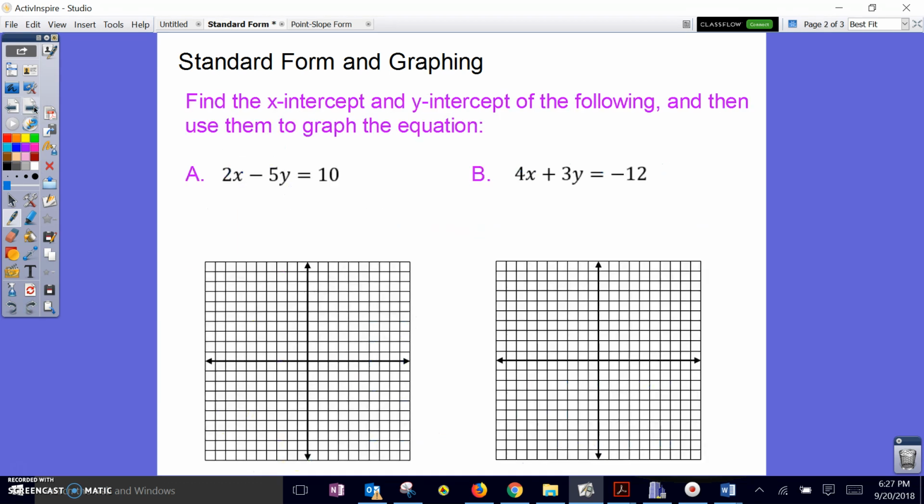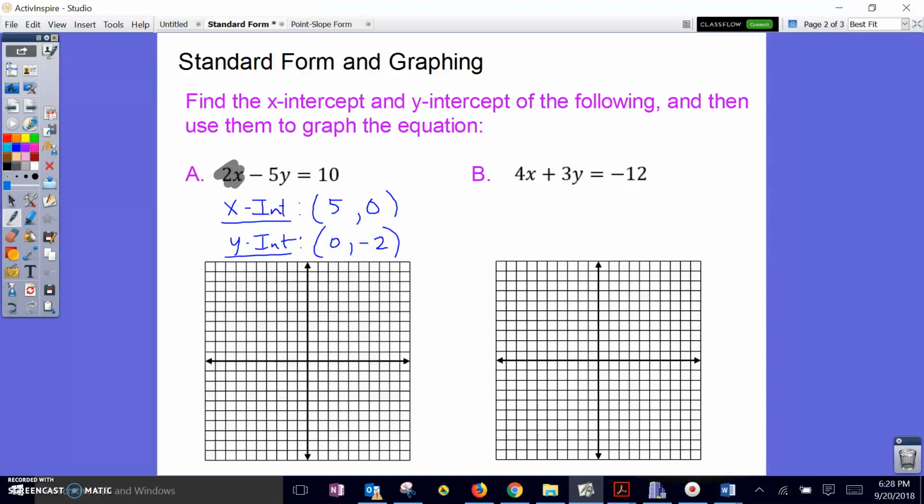Let's look at actually using that in graphing. So first we're supposed to find the x-intercept and y-intercept of the following, and then we're going to use them to graph. So first I'm going to identify the x-intercept and the y-intercept of this graph. Okay, the x-intercept I get by putting 0 in for y. So I've got 2x equals 10, and my x-intercept is going to be 5. And then I do the same thing. I put 0 in for x. I get negative 5y equals 10, so y is going to be negative 2.